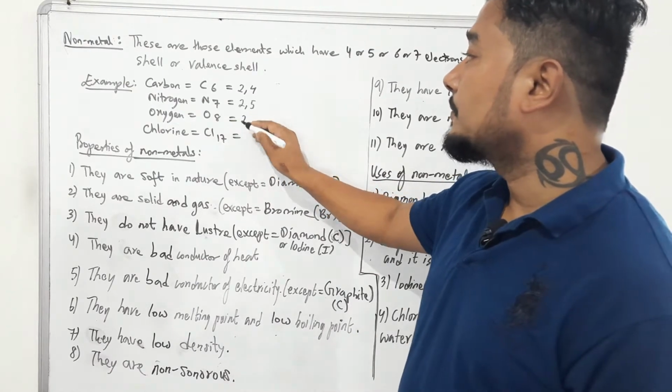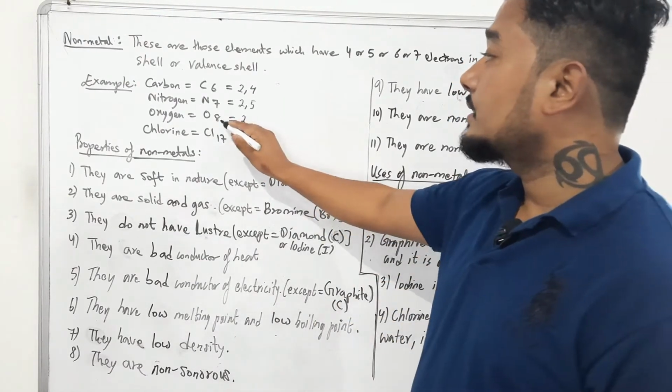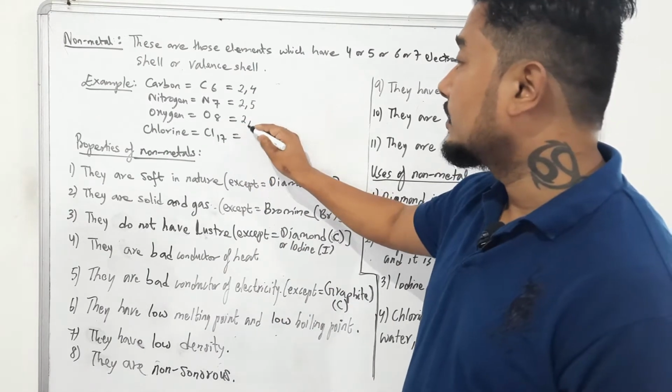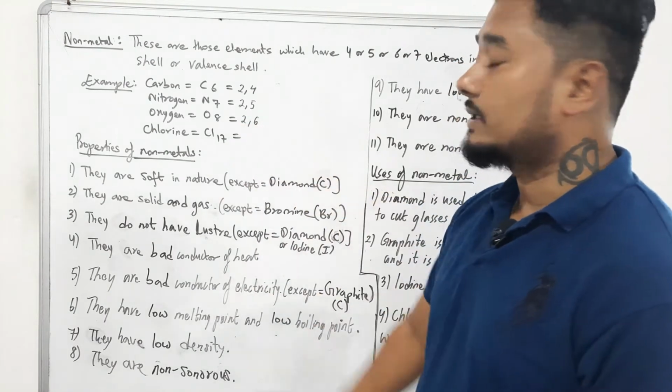Now for 8, first shell how much to put? 2. Now how much is left here? 6, that you put in the second shell. So 2 plus 6 is 8.